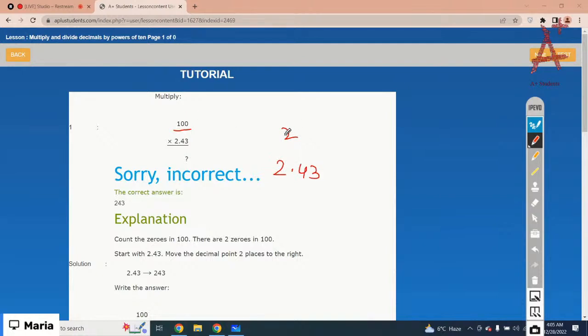So the number we're going to multiply is 2.43, and you have two zeros in the 100. So you just move the decimal point two places right. It would be then 243. Got it? You don't have to multiply them. Just count the number of zeros, you have two zeros, so you move the decimal point two places right. So it would be 243. Got it?